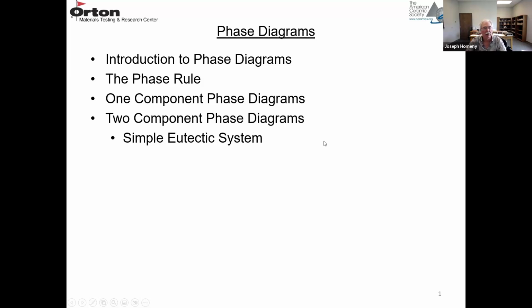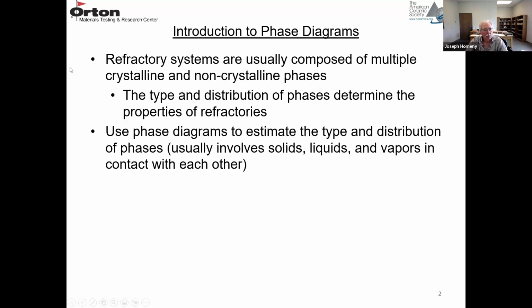2-component phase diagrams. So I've been mentioning that refractory systems are composed of multiple crystalline phases and non-crystalline or glassy phases. And the type and distribution of these phases is going to determine the properties of the refractories. There's also a porosity phase. So we went over different crystalline structures and noted they're mostly covalent and ionically bonded, and the high melting points are due to the strong covalent or ionic bonding.